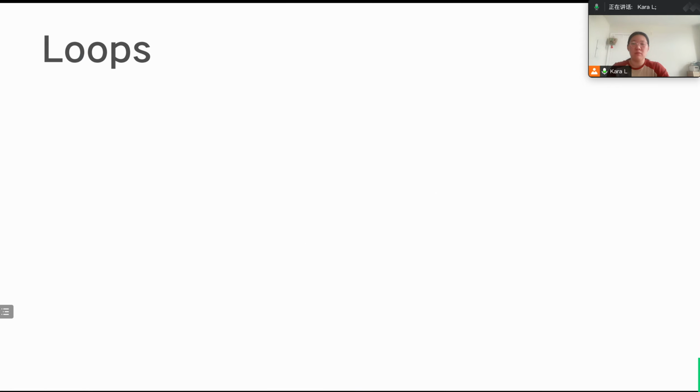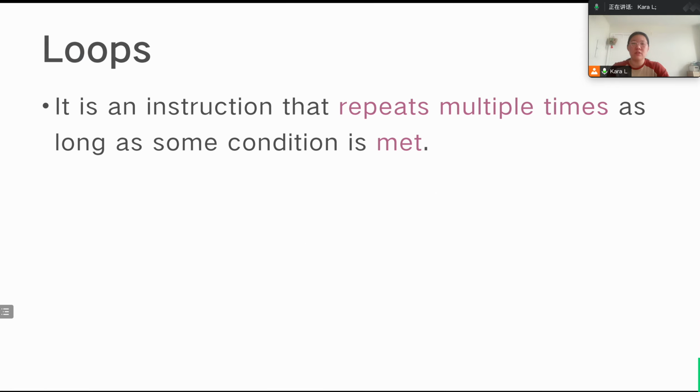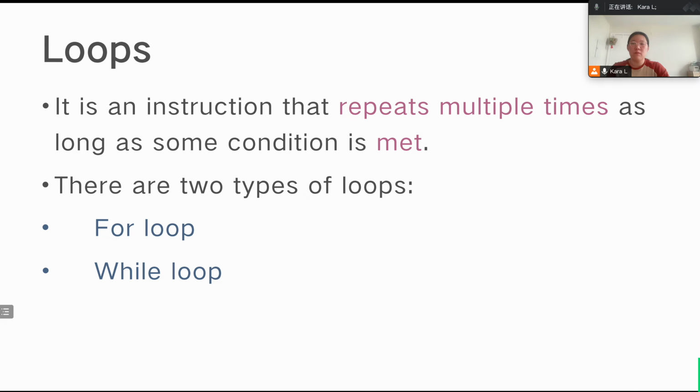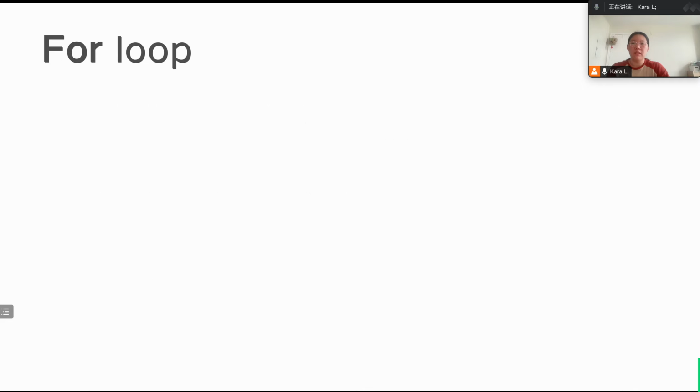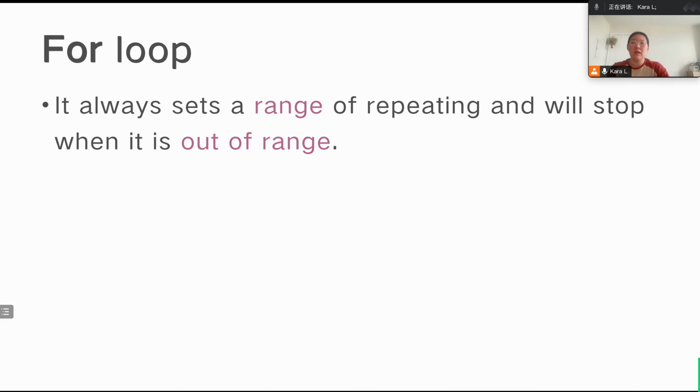First, let's talk about loops. A loop is an instruction that repeats multiple times as long as some condition is met. There are two types of loops, for loop and while loop. Let's talk about for loop first. It always sets a range of repeating and will stop when it is out of range.